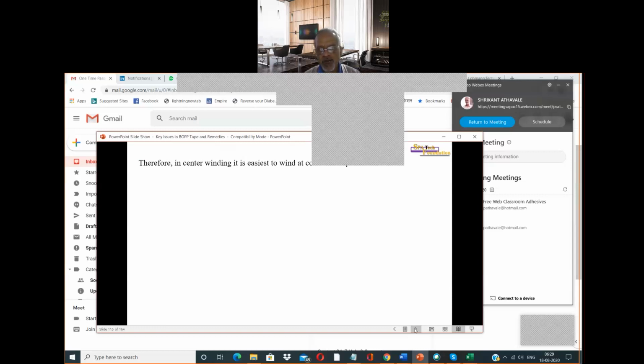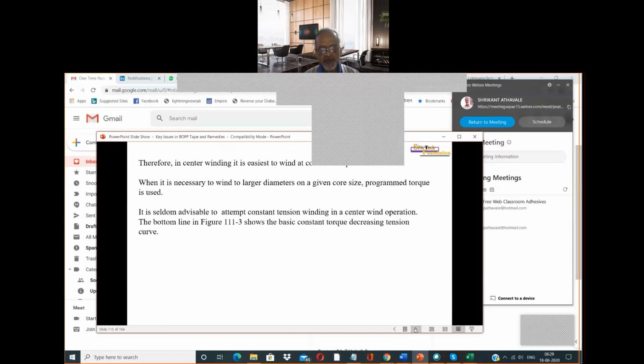Central winding is the easiest to wind at constant torque. When it is necessary to wind to larger diameters on a given core size, program torque is used. It is seldom advisable to attempt constant tension winding in a central wind operation. The bottom line figure shows the basic constant torque decreasing tension curve.